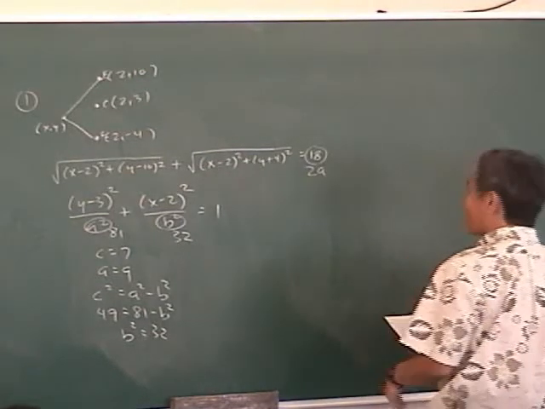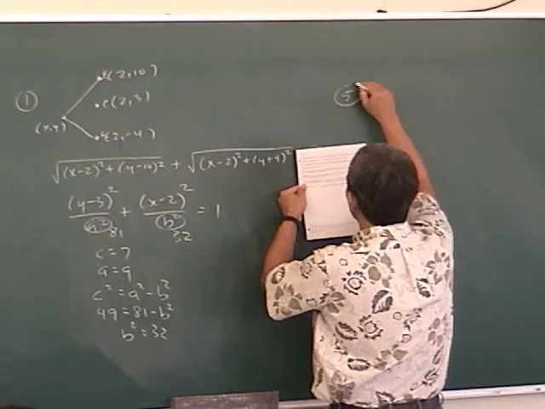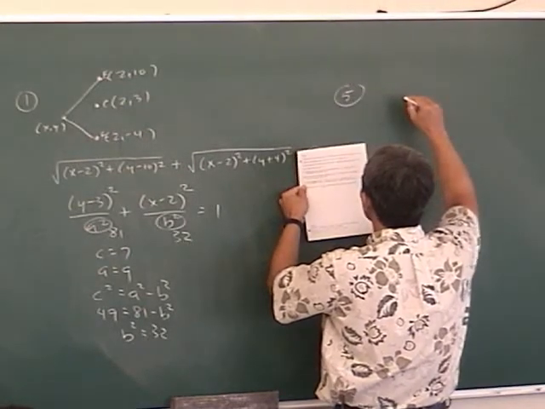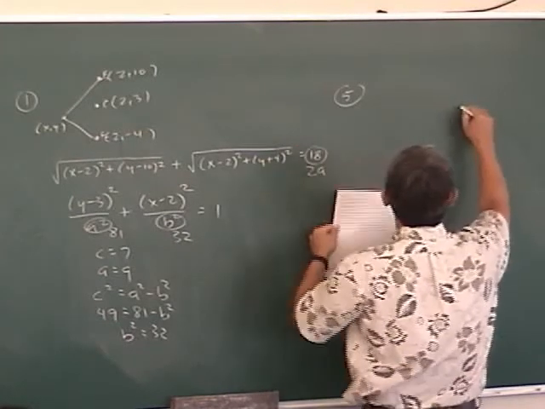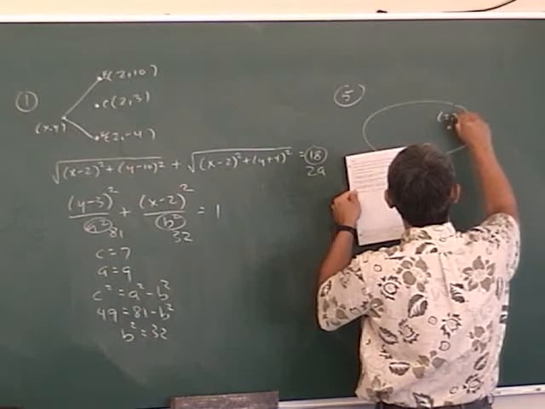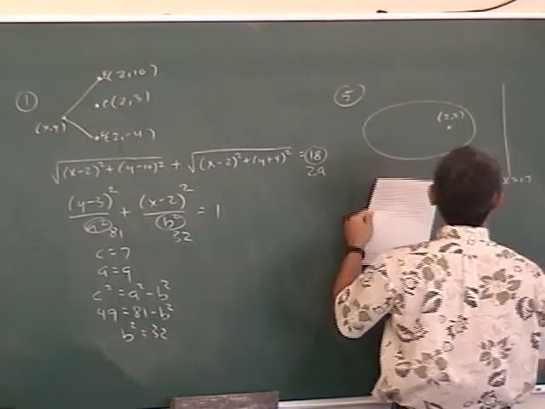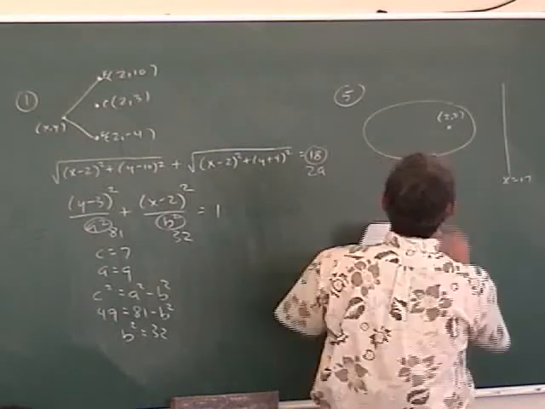Okay, so which one are we doing? Okay, 5. An ellipse has one focus at 2, 2, and the corresponding directrix. Okay, so here's an ellipse. One focus is at 2, 2, and the corresponding directrix is x equals 17. So how did I know it was on that side and not this side?